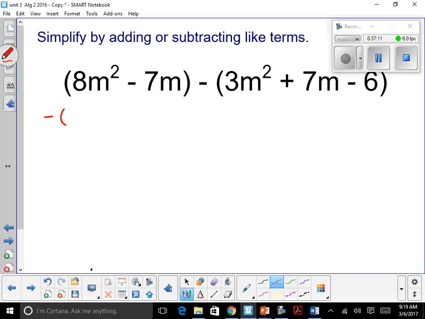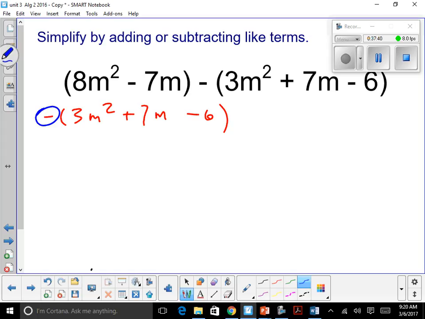Now some students, I'm not saying you're lazy. You got to get rid of this thing out here, right? People are like, whatever, I don't even care, I'm just going to do the work inside and ignore this. But you got to change the sign on all of them. In other words, this row is going to disappear by changing the sign. What does it mean to change the sign? Now you're a negative 3m squared. No big deal. Now you're a negative 7m, no big deal. And now you're a plus 6.